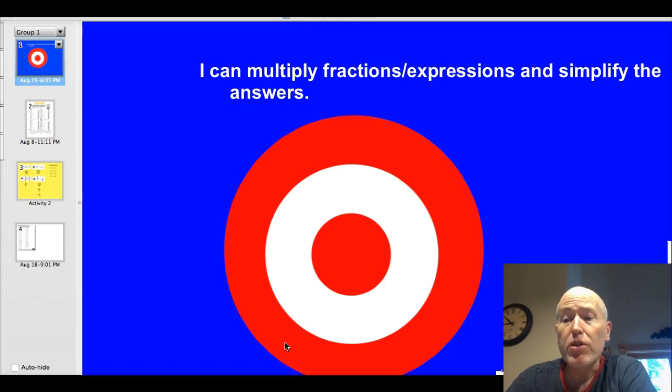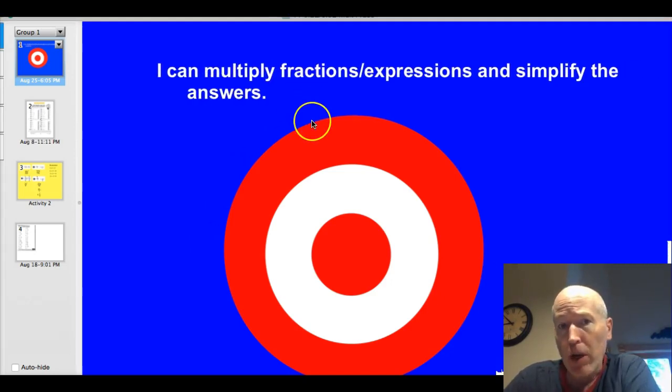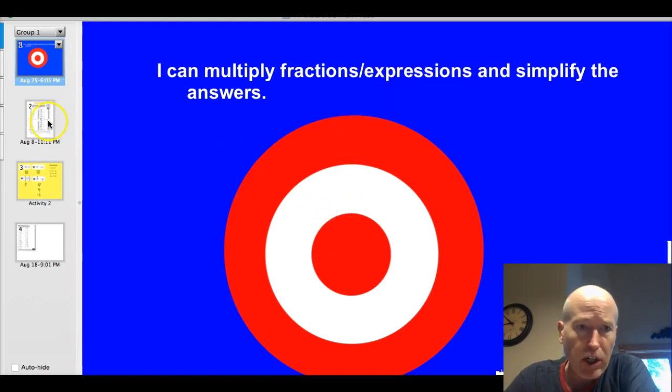Today's lesson is definitely going to be a challenge. I had to reach back into the depths of my memory to remember how to do some of the stuff myself. So we're definitely looking at information that is above grade level work here. I can multiply fractions and expressions and simplify the answers is our target.